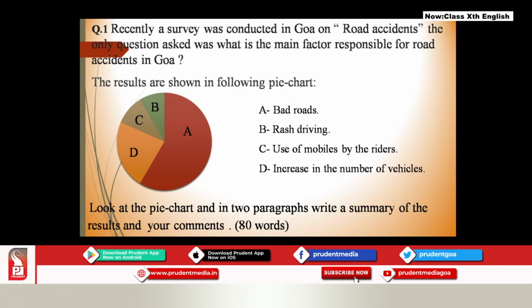What are you asked to do? You are asked to look at the pie chart and the result A, B, C, D. And in 2 paragraphs, you must write a summary of the results. So paragraph 1 is your summary, paragraph 2 your comment. Your word limit is 80 words, marks 3.